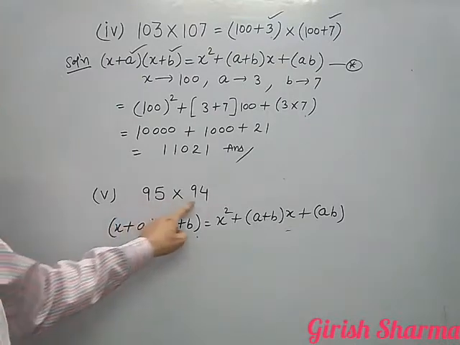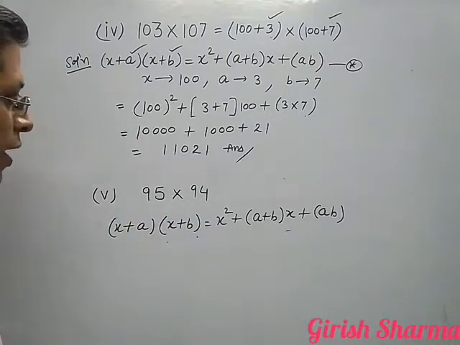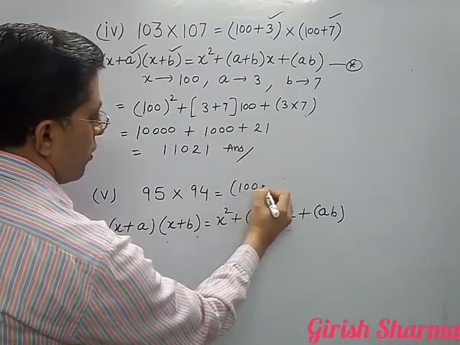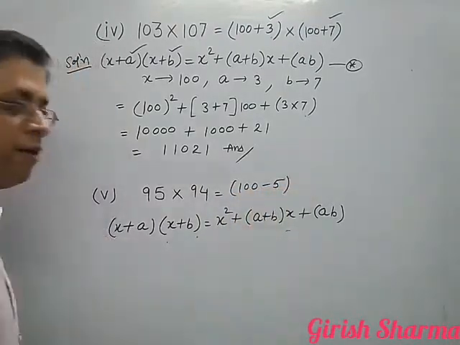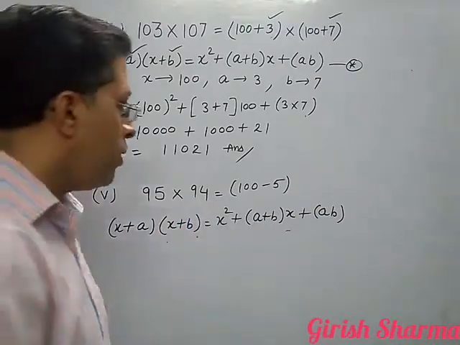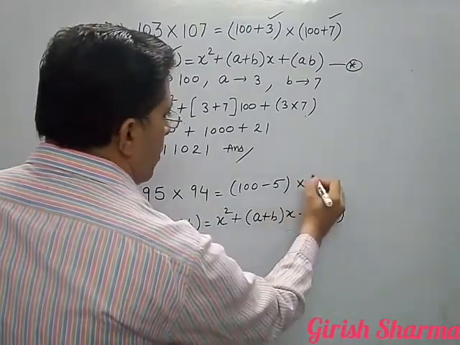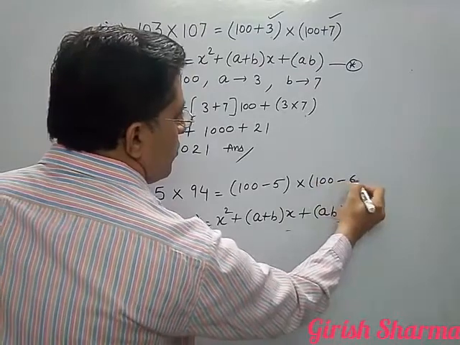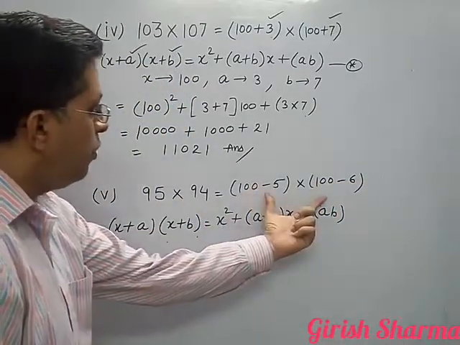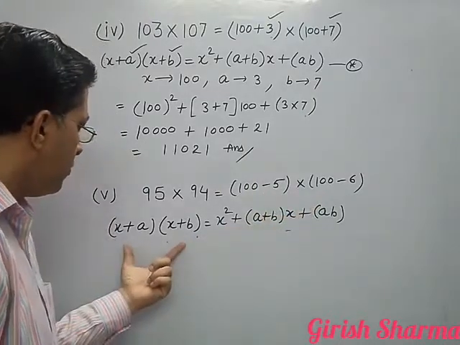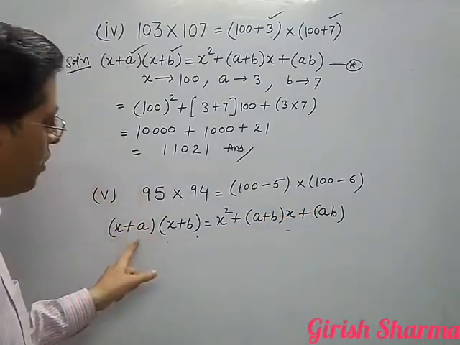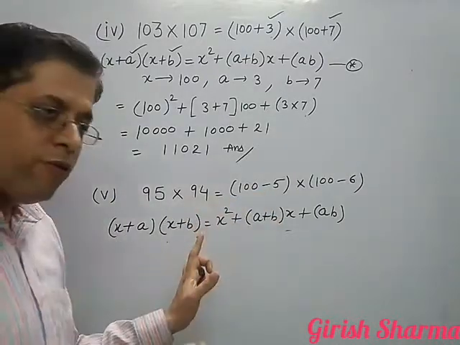There is 95 into 94. Can I write it in terms of hundreds here? Can I write 95 in this way, 100 minus 5, isn't it? Now can I write 94? How can I? 100 minus 6. Now see here. This is fully fulfilled by this (x + a)(x + b). But you are thinking, sir, here is plus a, here is minus 5. You don't worry.